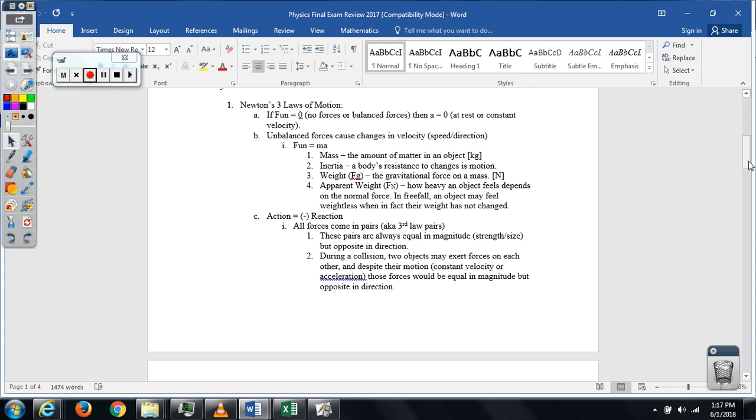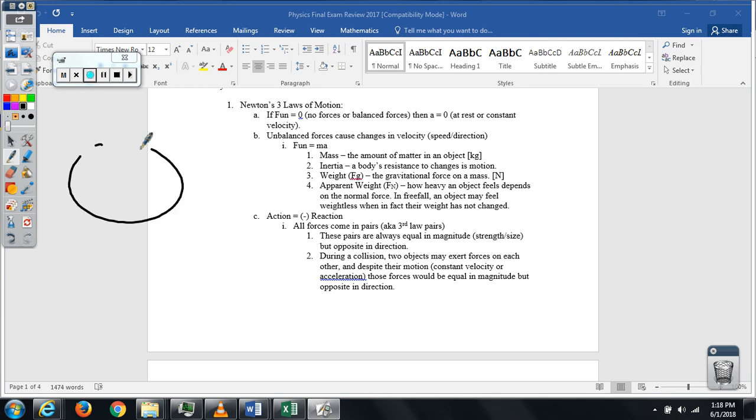So if you think about the UCM lab with the stopper spinning on the string, and you get the question, right, what happens when the string breaks? It flies off in a path that's tangent to the circle, and that's because when the string breaks, there's no more forces acting on it.